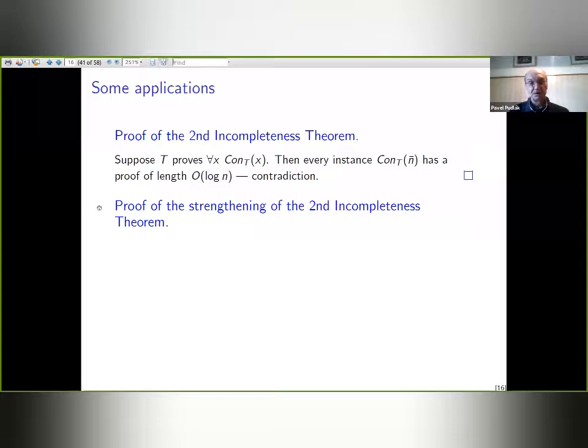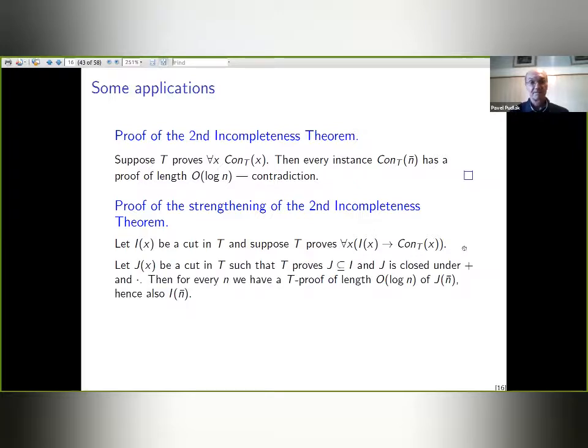In particular, one can prove the strengthening of the second incompleteness theorem. Now let's assume that T proves, for all x in a cut I(x), that we have Con_T(x). And take J(x) to be a cut in T such that T proves that J is contained in I and J is closed under addition and multiplication. If J is closed under addition and multiplication, then for every numeral n, we can prove very quickly that J holds for the numeral n, because we get the numeral by log n applications of addition and multiplication, and once we have proved that J is closed under addition and multiplication, we can do this.